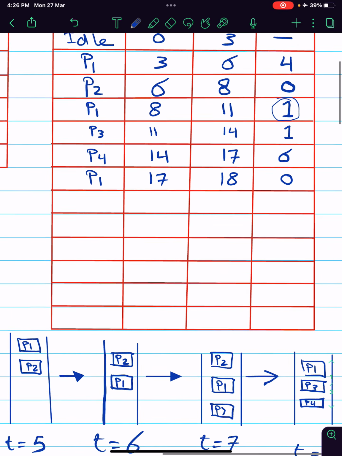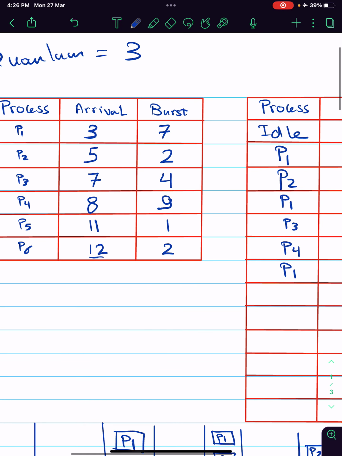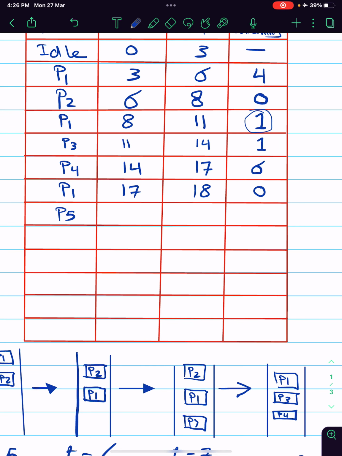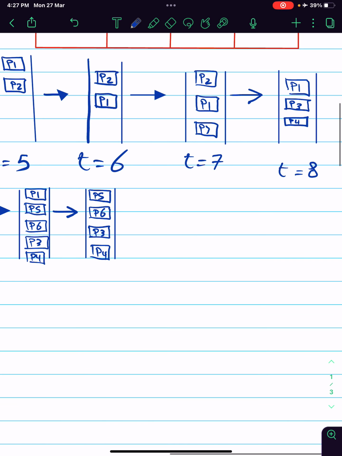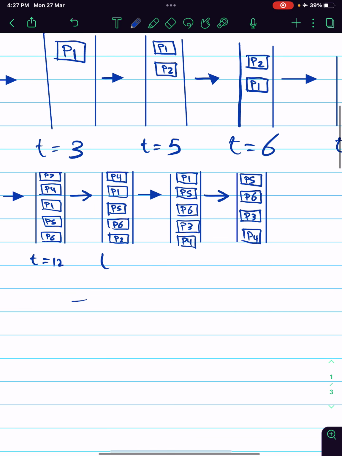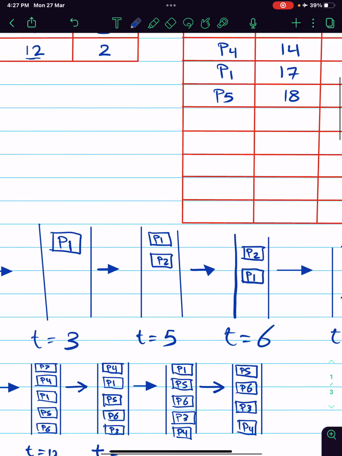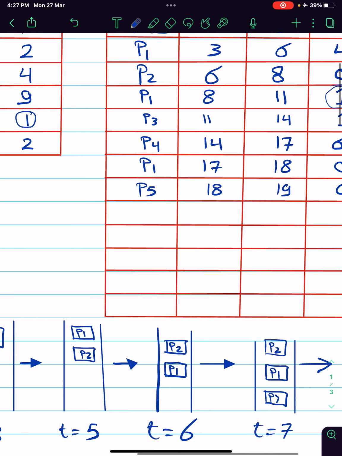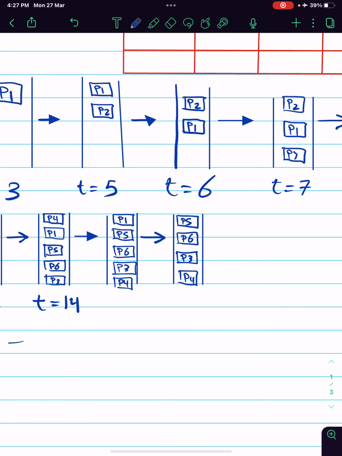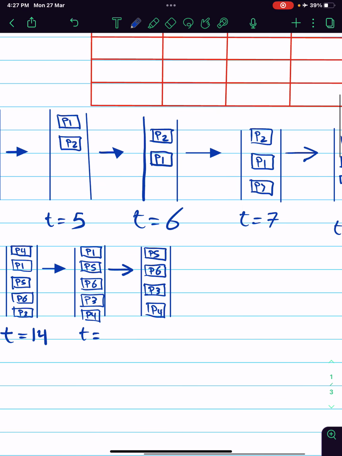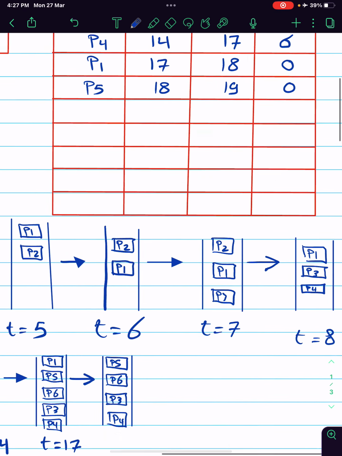So P5 didn't work before. The burst of P5, as you can see, is 1. So now P5 is going to work from 18 to 19. The remaining time is 0 because it's done. All right, I forgot to write the times here. I'm so sorry. So this is going to be P4. That would be at time 14. This is time 17. P5 at time 18.